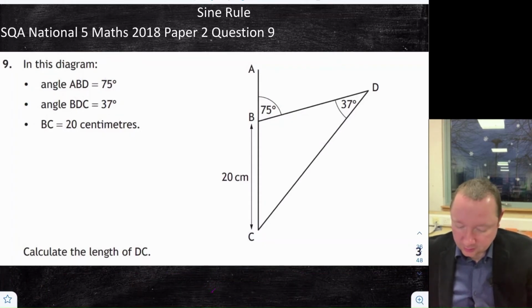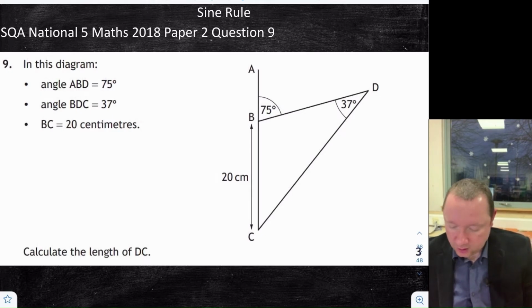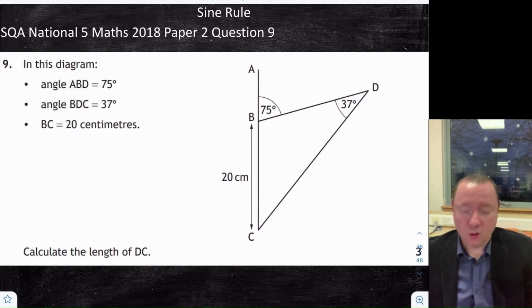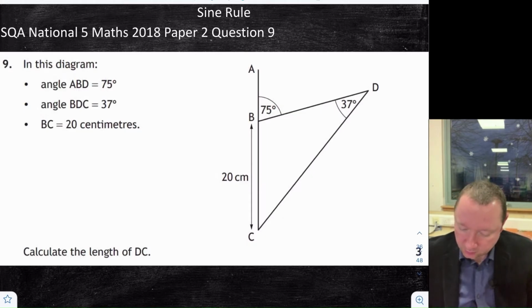Angle ABD is 75 degrees, BDC is 37, BC is 20, calculate the length of DC, and we're assuming that this is a straight line, because otherwise we can't do it. So if this is a straight line, we'll start getting some angles inside. 180 minus 75 is 105 degrees.